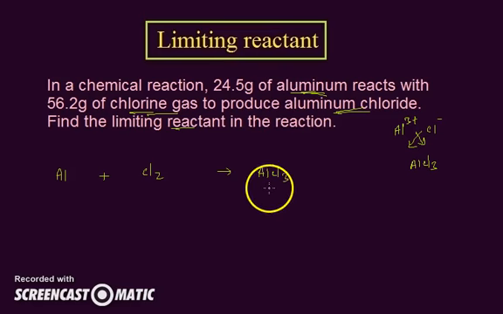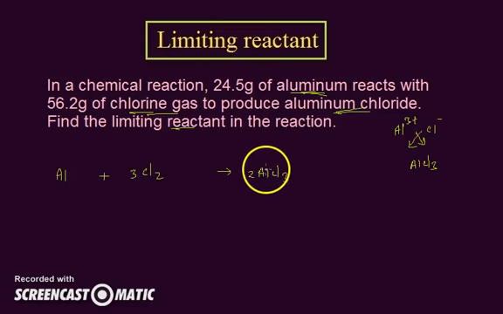Now we balance this chemical equation. On the right side we have 3 Cl atoms, on the left side we have 2 Cl atoms. To balance the Cl atoms, we switch their numbers. I put here 3 and I put here 2. Now the number of Cl atoms are balanced.